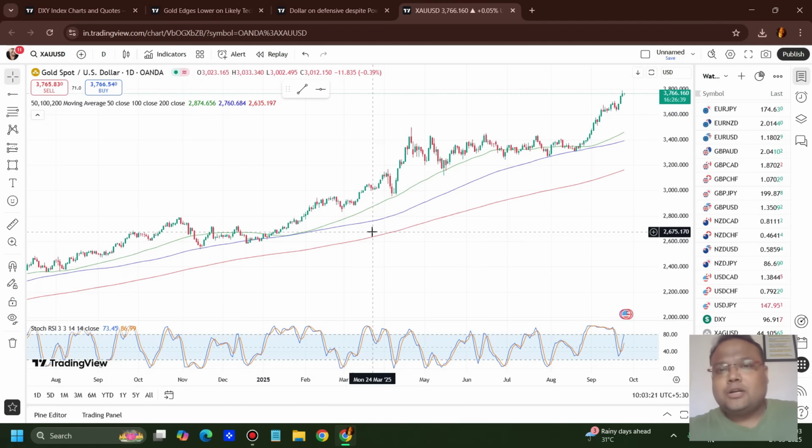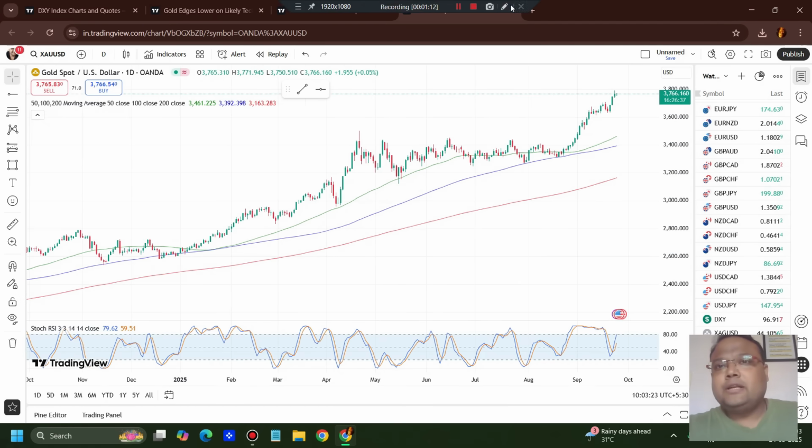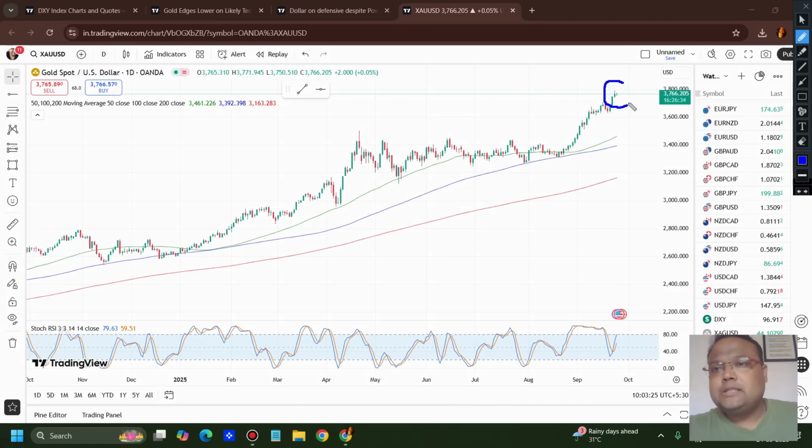If you look at the daily chart of gold, my dear friends, you can see gold is still standing at the high. The retracement that we have seen on gold is not enough. We need more retracement so that positional traders and swing traders get a better entry.